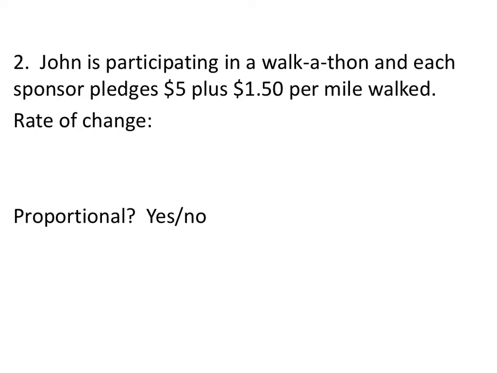Number 2, John is participating in a walk-a-thon, and each sponsor pledges $5 plus $1.50 per mile walked. Figure out the rate of change and determine if it's proportional. 1 minute, go! I like problems like this one because they gave us at least the first answer, the rate of change on this one. Now, it's not always a unit rate, but this one just happens to be the unit rate. It's telling us how fast, or I guess how much money each sponsor is giving, which in this case is $1.50 per mile.